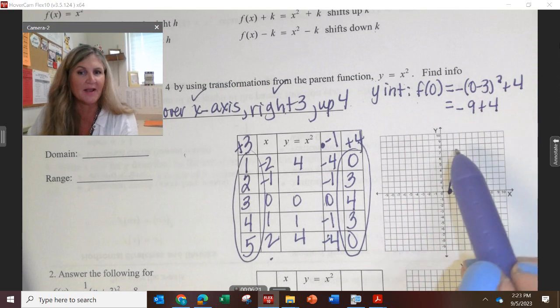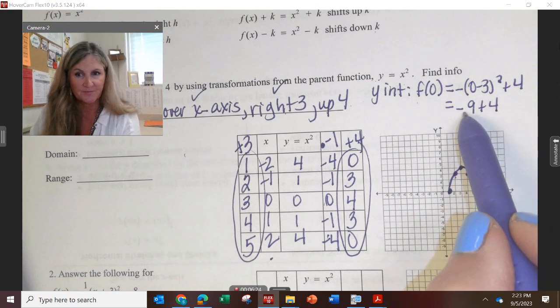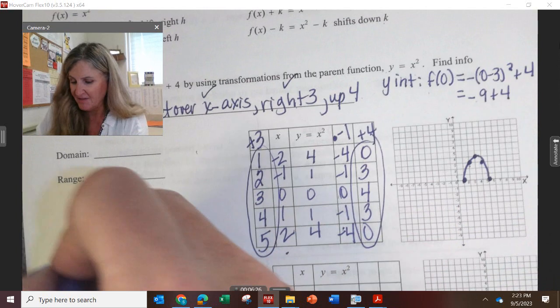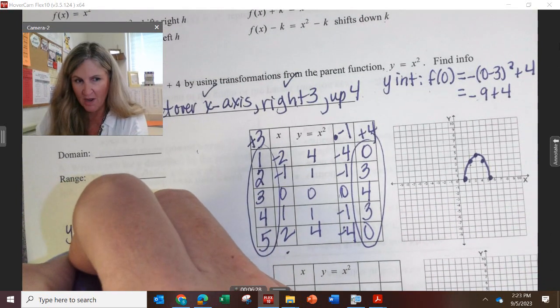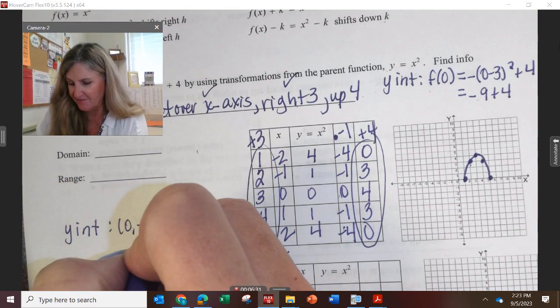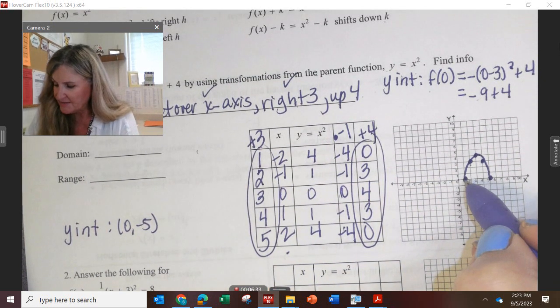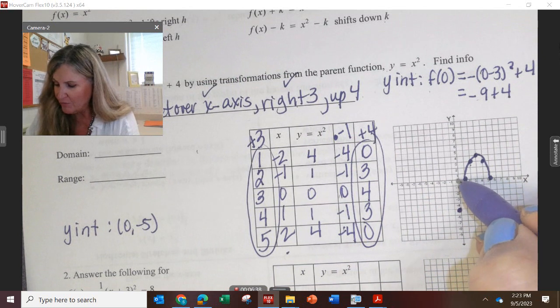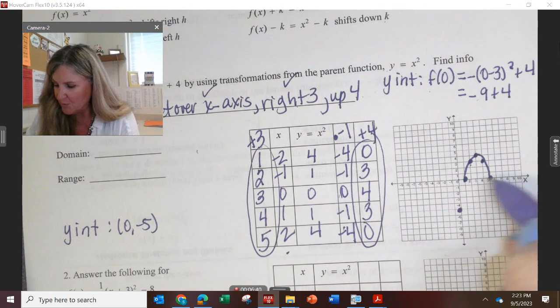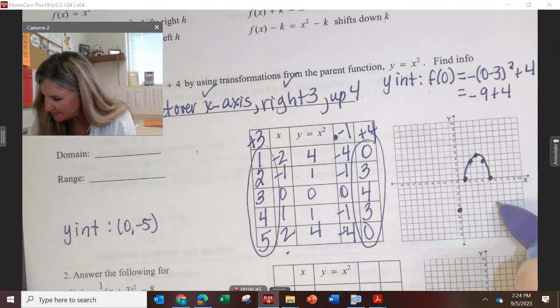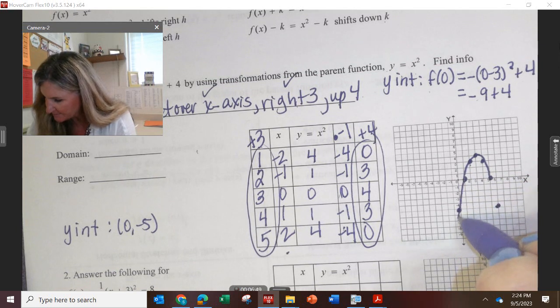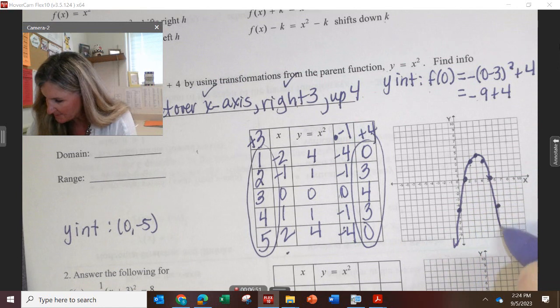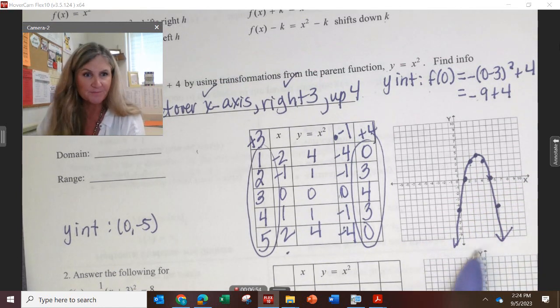What's that going to make our y-intercept then, you guys? Negative 5. Let's go ahead and jot that down. Our y-intercept is going to be 0, negative 5. And so I'm going to get that point. And if I went over 1 and down 5 from this point, then if I go over 1 the other way and down 5, that's just going to give me another good point that helps me make the graph more accurate. Okay, there we go.